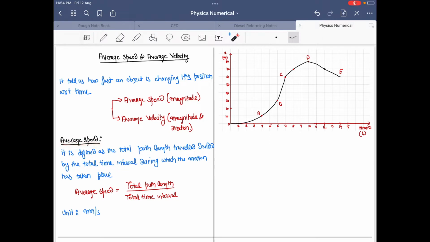So let's see what is an average speed. Average speed is the total path length traveled by an object divided by the total time interval during which the motion has taken place, and its unit is meter per second. And since it gives us only the magnitude, it is a scalar quantity.